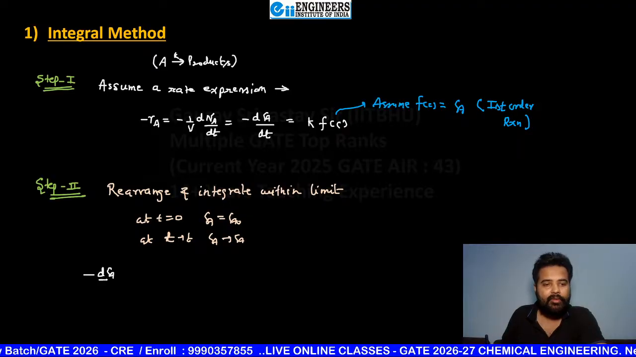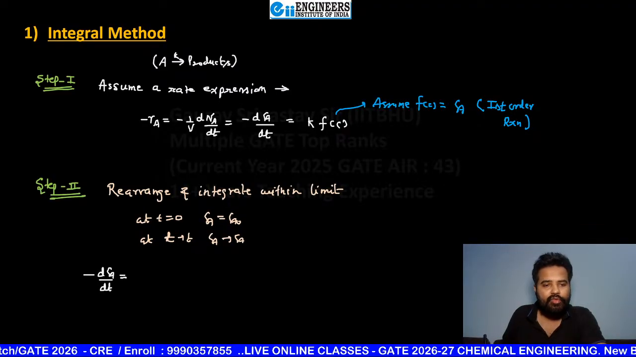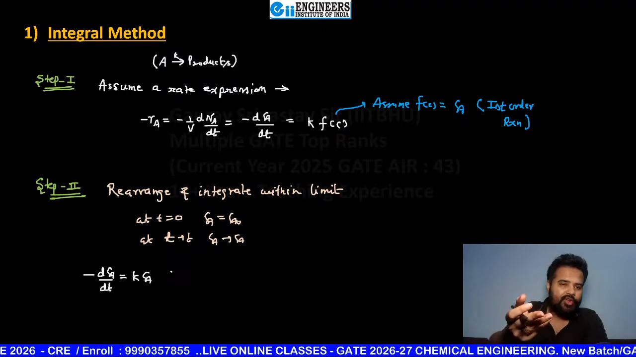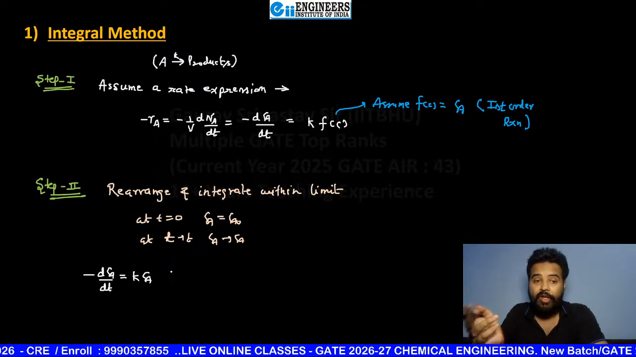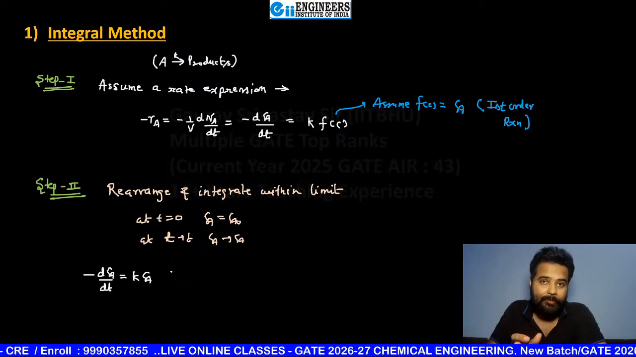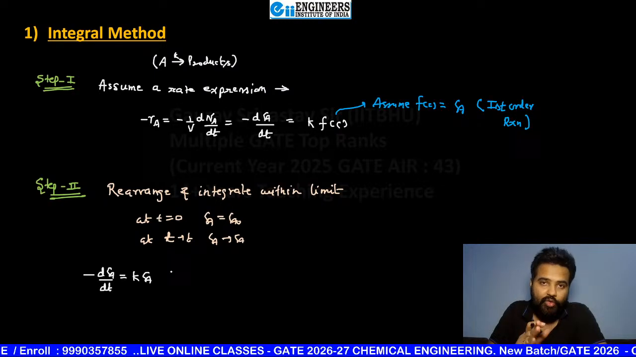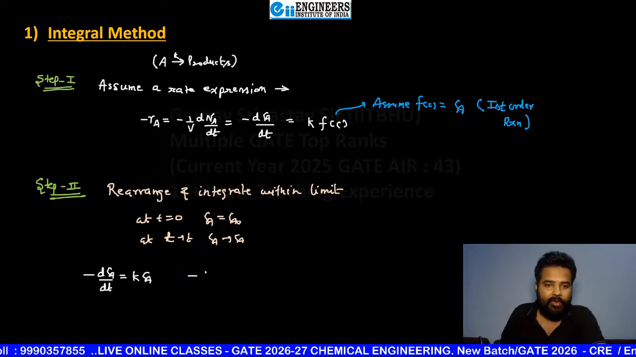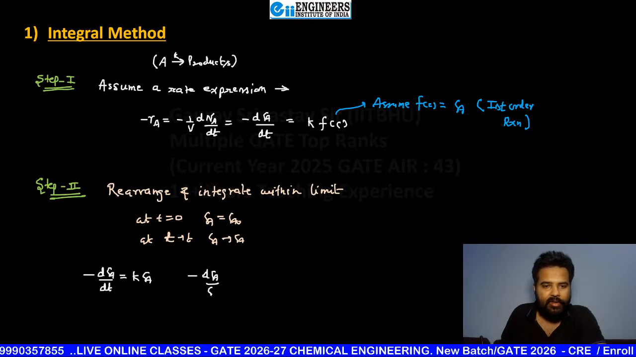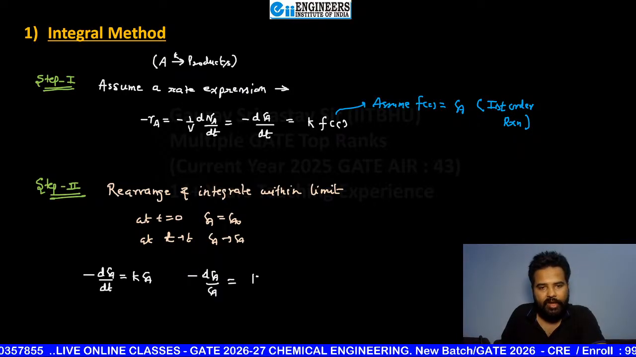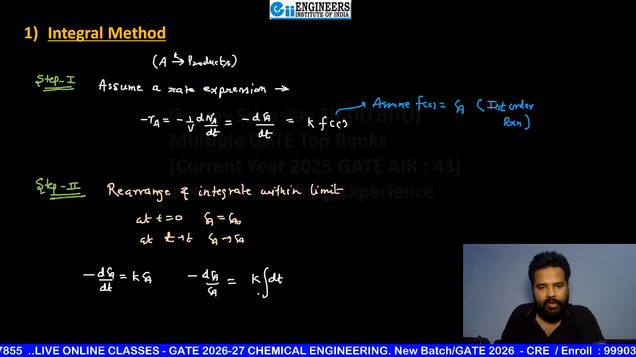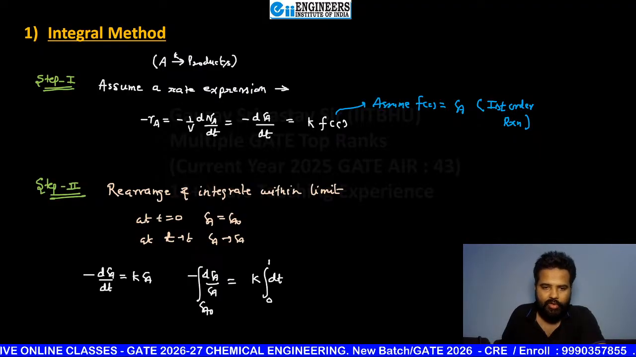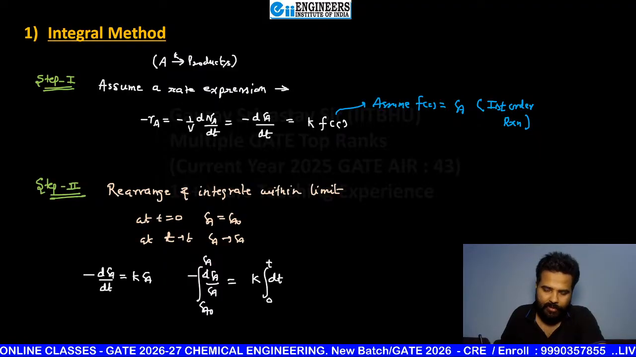dCa by dt is equal to k Ca, suppose you assumed first order. If your assumption was second order, you have to write k Ca square. If half order, then you have to write k Ca raised to power half. Okay, and further moving, dCa by Ca equals k dt, integrated from 0 to T and Ca naught to Ca.